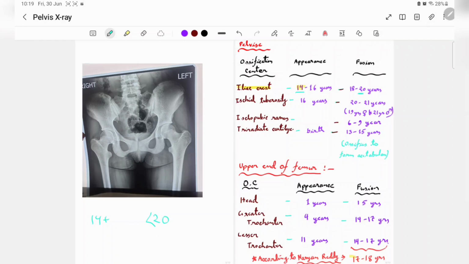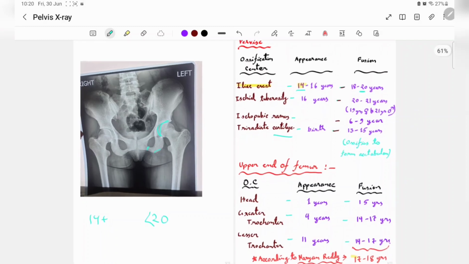Now the ischial tuberosity already appears, so he is 16 plus. Then the ischiopubic ramus is fused, so he is of course 6 or 9 years plus. Then the triradiate cartilage, as the acetabulum is formed properly, so he is also 13 plus. Now you can see that the head, greater trochanter and lesser trochanter have all appeared and already fused.